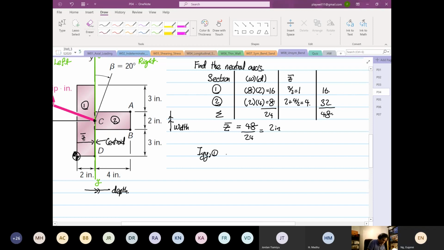Okay. So IYY1 is equal to B D cubed over 12 plus the area multiplied by 2 minus 1 squared. So this will be 2 to the power 3 times 8 divided by 12 plus 16 times 1. So it's equal to 64 over 3 inches to the power 4. Then you have IYY 2.